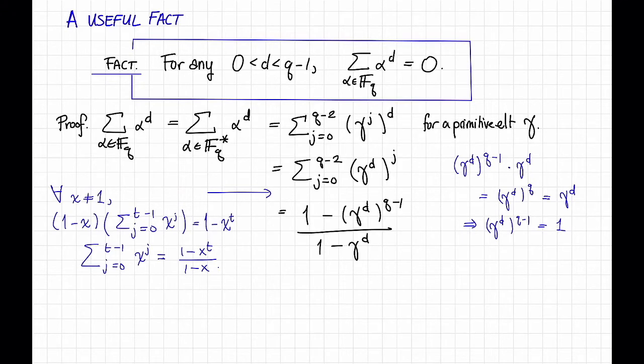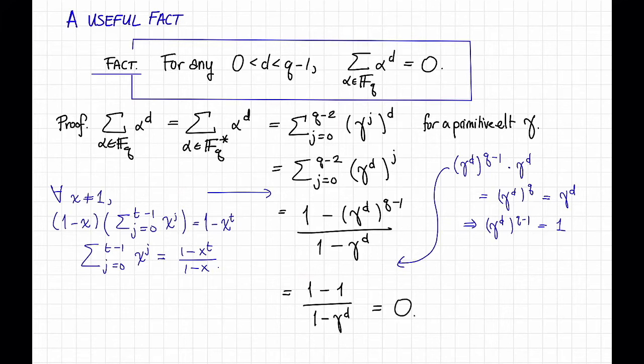Just to note, this explains earlier why it was okay to shift the indices from 1 to q minus 1 to 0 to q minus 2. Gamma to the 0 is equal to gamma to the q minus 1. They're both equal to 1. Okay, but now we can use this logic here to see that this is equal to 1 minus 1 divided by 1 minus gamma to the d, and that's equal to 0.